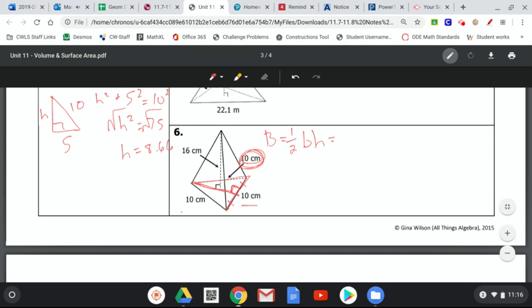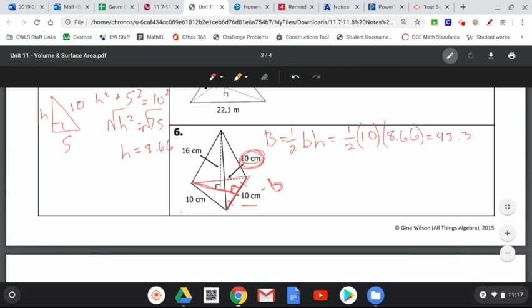All right, so now that we have found what the height is, we figured out that 10 is going to be our base. All right, 8.66 is our height. So it's going to be 1/2 of the base, which is 10. That's a B. So 1/2 of 10 times 8.66. Okay. So when we do that, it's going to be 10 times 8.66, and then divide that number by 2, and you should get 43.3.